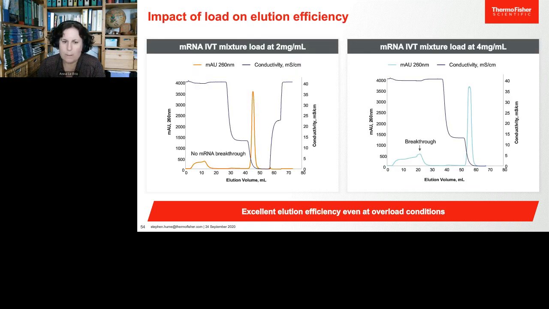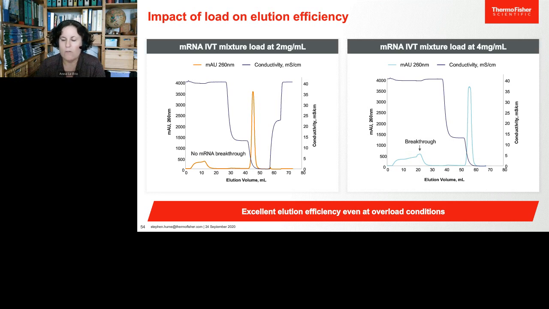It shows you with a specific load, and we are underloading here, and here we are overloading at 40 milligram per milliliter. How do the recovery and the yield look? In that case, with 2 milligram per milliliter, we are below the nominal DBC, so we actually reach 95% recovery and 95% yield. We lost almost nothing in the breakthrough.